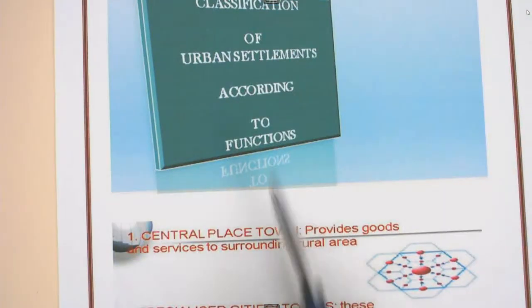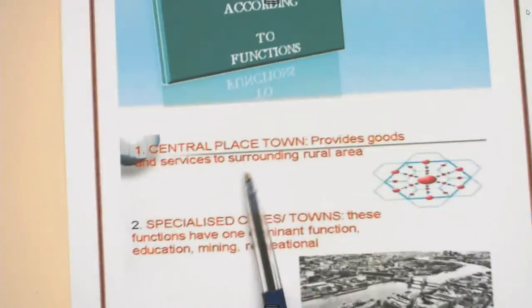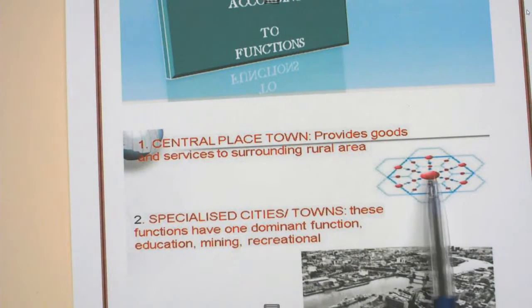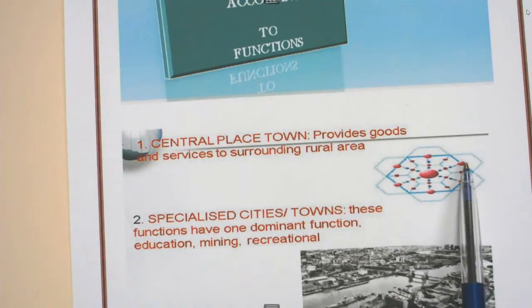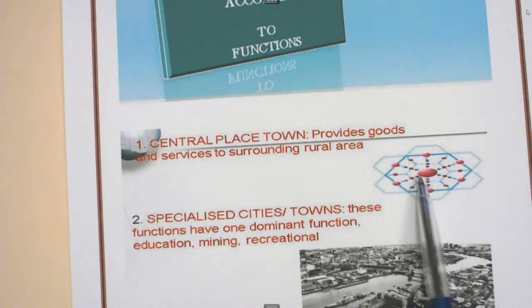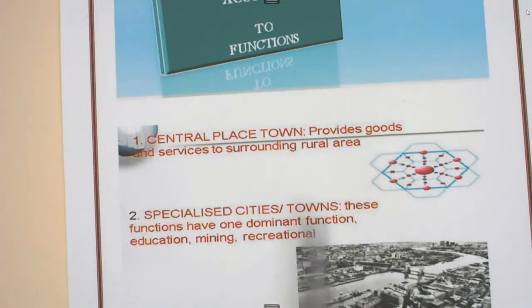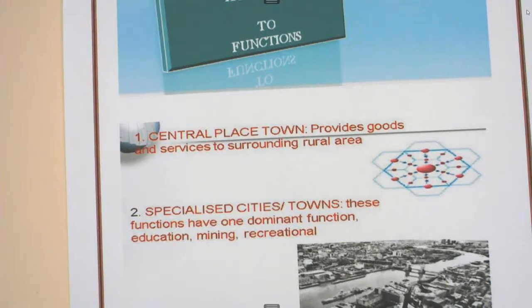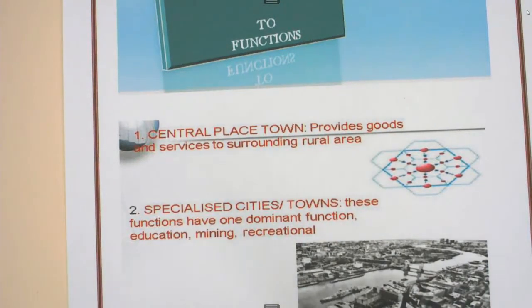Looking at urban settlement, the classification of settlements according to function. We have central place towns, which provide goods and services to surrounding rural areas, like this one that we are seeing here. Their functions are found here. Specialized cities or towns have one dominant function: education, mining, or recreation. For example, Bloemfontein is an educational town, Welkom is a mining town. Those are the specialized towns.